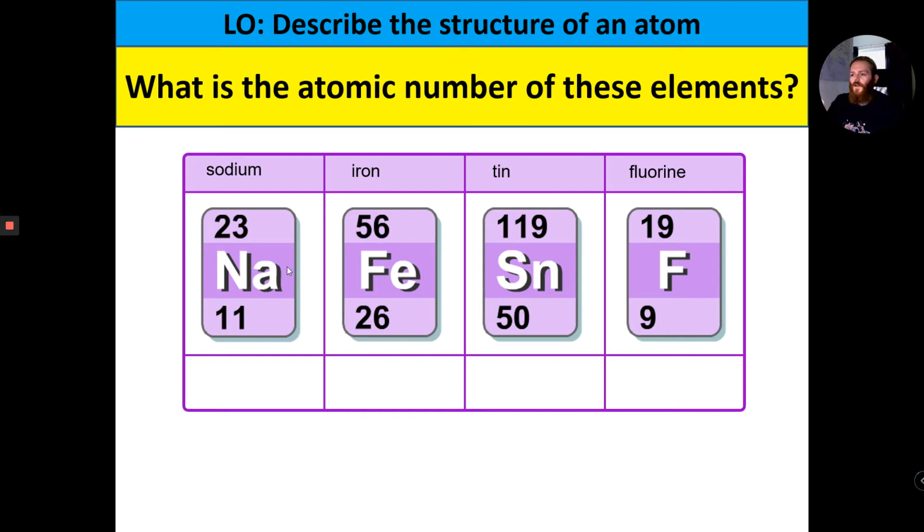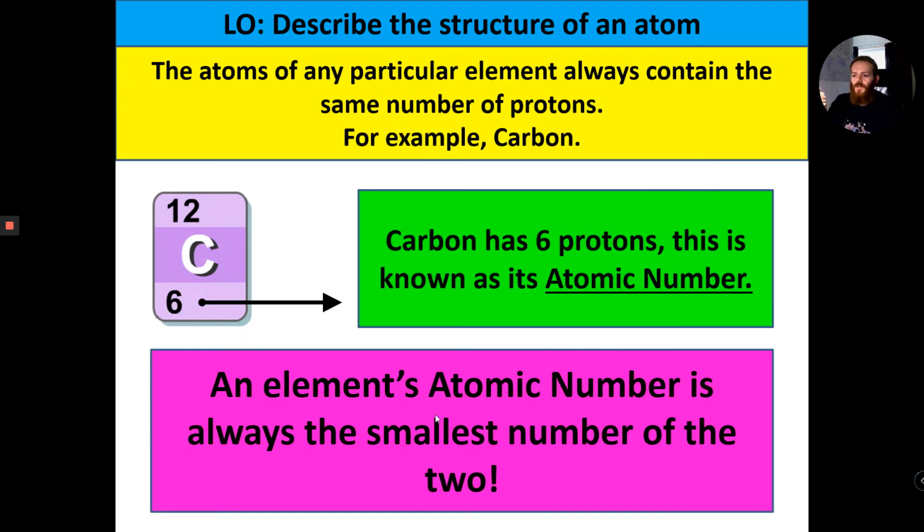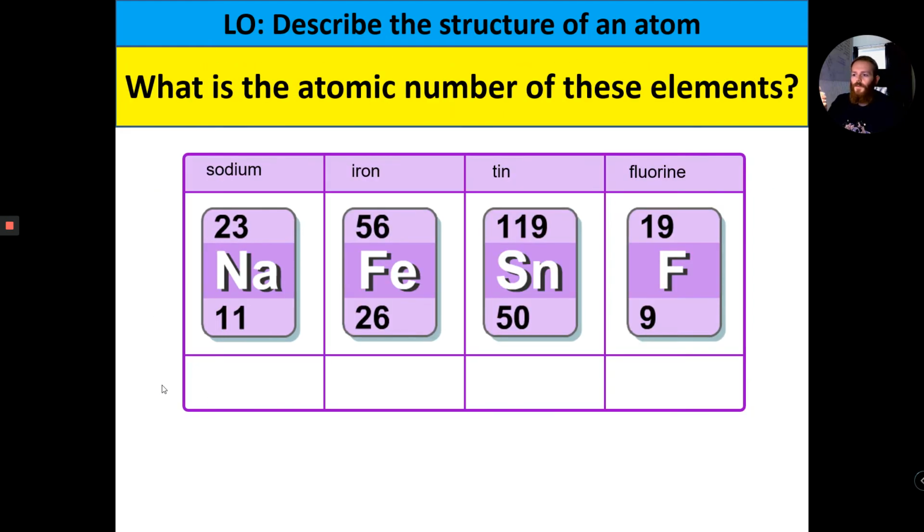So first of all, we've got sodium up here. We've got 2 numbers, 23 and 11. But this pink box here said an element's atomic number is always the smallest number of the two. So here we've got 11. Its atomic number is 11. So sodium has 11 protons. Iron, 26, so it's got 26 protons. Tin, we've got 50 protons, smallest of the 2 numbers. And then fluorine, we've got 9 protons, again, smallest of the 2 numbers.